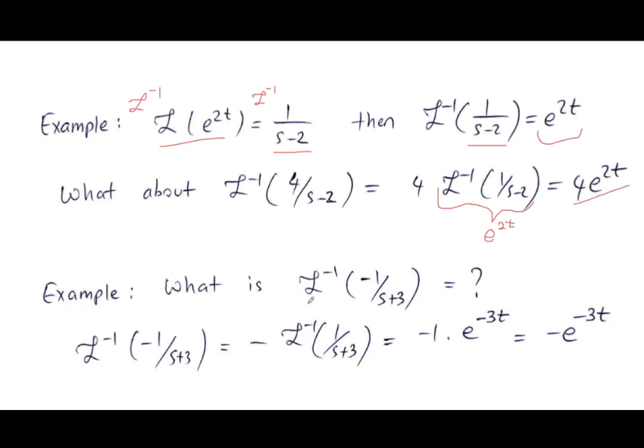What about the inverse Laplace transform of minus 1 over s plus 3? Well, we can take out the minus sign as we have here, and then focus on what's the inverse Laplace transform of 1 over s plus 3. But again, make the analogy with the previous example, and we can say that the result of this inverse Laplace transform is e to the power minus 3t. And that gives us the final result.